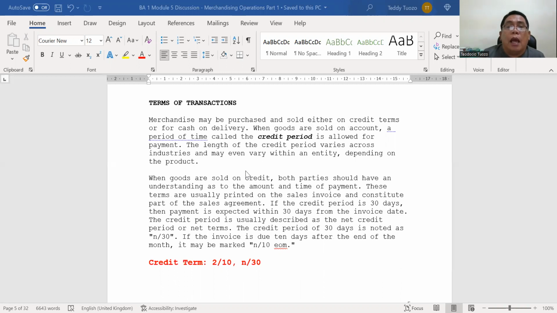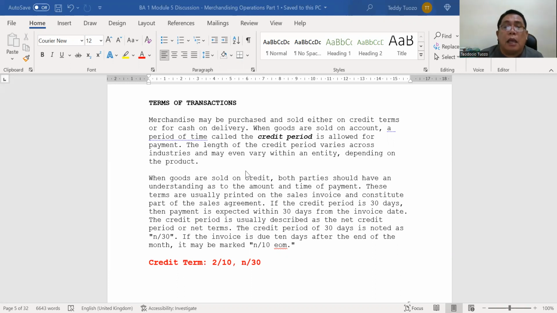And then the length of the credit period varies across industries, because it depends on the capacity or the availability of cash of a supplier. If the supplier is liquid, then they can go beyond 30 days credit. But if they need cash in a shorter period, then the credit period should be less than 30 days. Or it could also be 10 days. It depends.